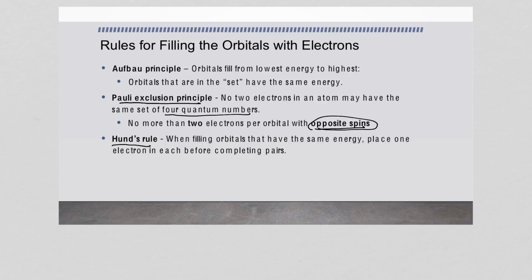And when we fill sets of orbitals, so when we fill a p set or a d set, we follow what's called Hund's rule, which is when we fill them, we always place 1 electron in each orbital before we pair them up. So as we went through that, we did the orbital diagrams. We always put 1 electron in each of the orbitals of the p set or the d set before we started doubling up. And that's called Hund's rule.